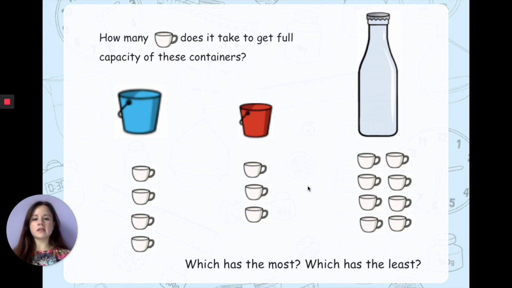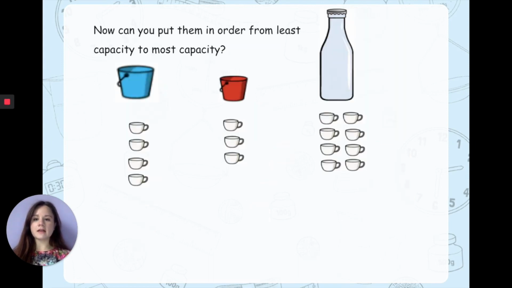Pause the video to tell your adult. The biggest capacity is the bottle because you need more liquid to fill it. Which has the least capacity? Pause the video to tell your adult. The answer is the little red bucket has the least capacity because it needs the least amount of liquid to make it full. Well done if you got that correct.